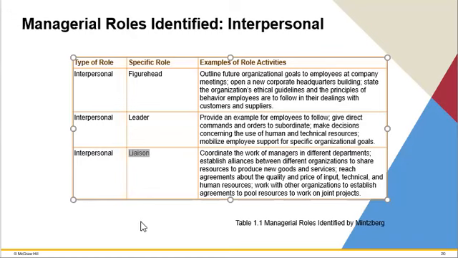So untuk liaison, what will happen? They will coordinate the work of managers in different departments, establish alliance between different organizations to share resources to produce new goods and services, reach agreement about the quality and price of the input, technical and human resources, work with others organization to achieve goals. Ni lah dia jadi macam orang penting lah untuk coordinate. Okay, to coordinate.